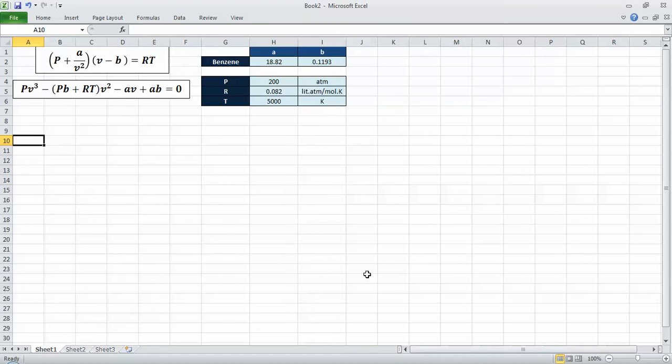So this is the example that we are going to work with. It's the van der Waals equation for benzene. I wrote the equation this way, and then I rewrote it this way. It's just rewriting the equation after rearranging it so that it equals 0, so we can work with the bisection method now. We have the van der Waals constants for benzene, which are A and B, and the conditions of pressure, temperature, and of course the gas constant.